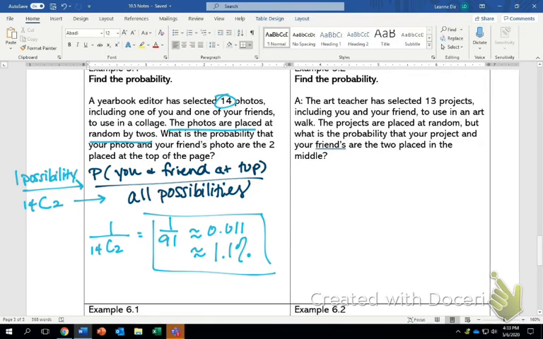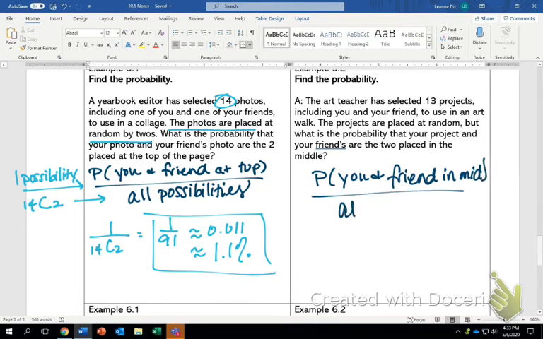5.2 says the art teacher has selected 13 projects, including you and your friend, to use in an art walk. The projects are placed at random, but what is the probability that your project and your friend's are the 2 placed in the middle? All right, so again, we can create our probability. We can say the probability of you and your friend in the middle over all of the possibilities. Okay, so you and your friend, there's only one possibility here, or one scenario.